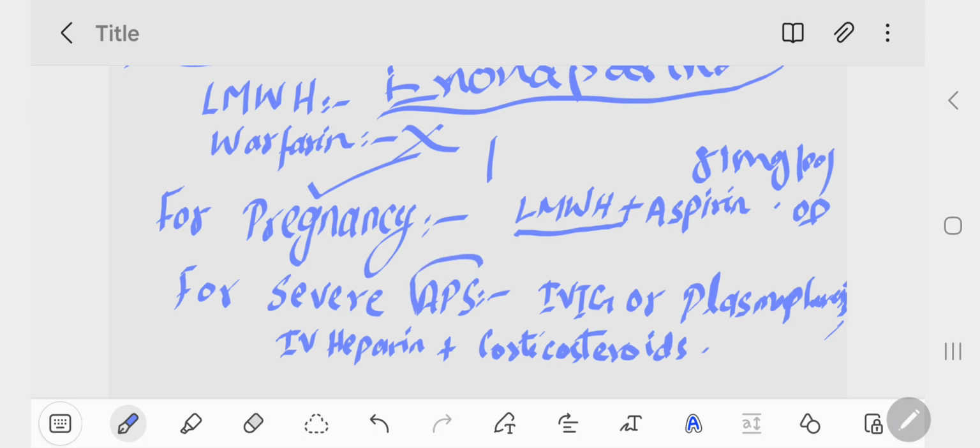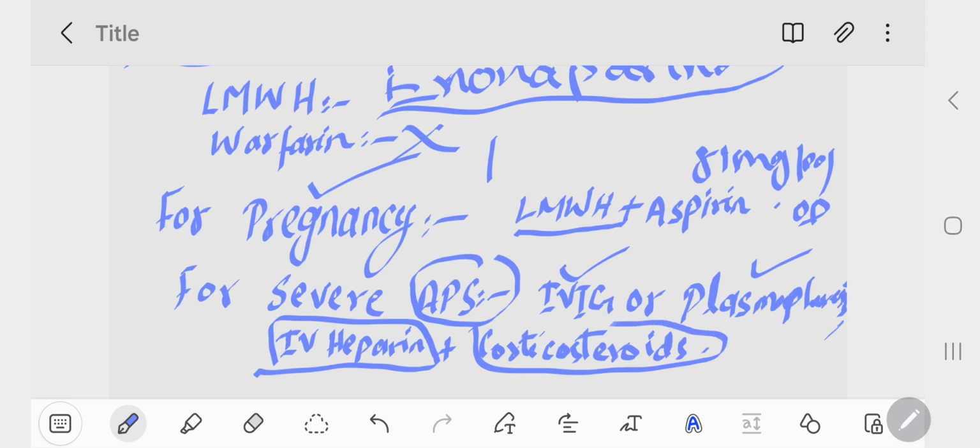For severe antiphospholipid antibody syndrome, we use intravenous immunoglobulins or plasmapheresis along with intravenous heparin and corticosteroids. And for recurrent events, we sometimes use warfarin for the whole life.